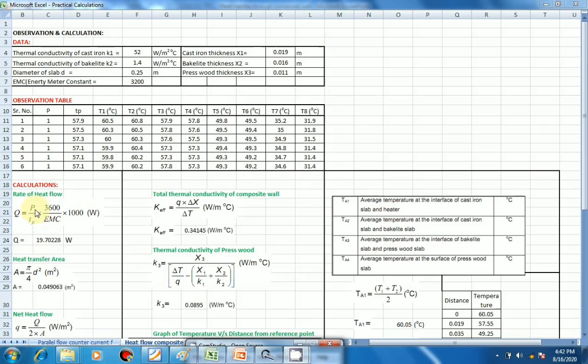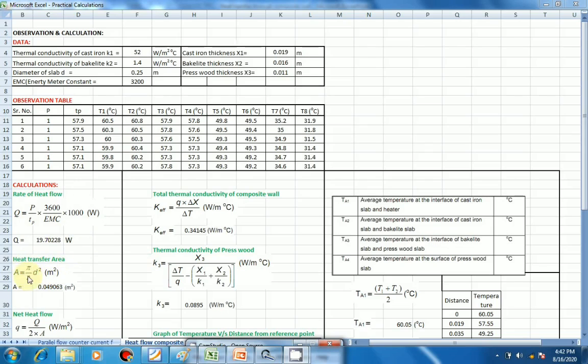It is the rate of heat flow. So we substitute the value of P from here. Number of pulses we took only one. Then TP is nothing but the time per pulse, and this is in seconds. So 57.1 value we have substituted, and EMC is 3200. So that we have substituted, and we got this value of Q. It is 19.7 watt.